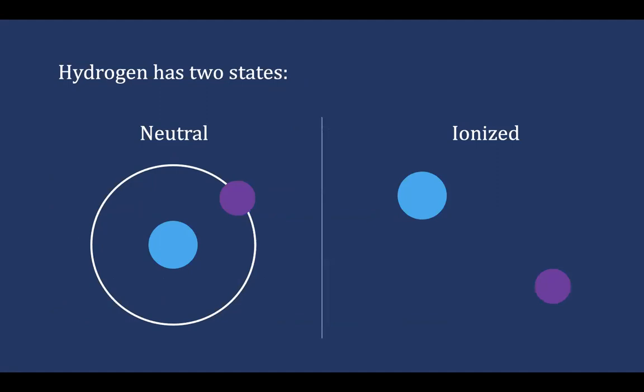So hydrogen exists in 2 states. First of all is the neutral state, and we call it neutral when the proton and the electron are bound together. And then in contrast, the ionized state is when that bond has been broken, when the proton and the electron are able to move independently of one another.